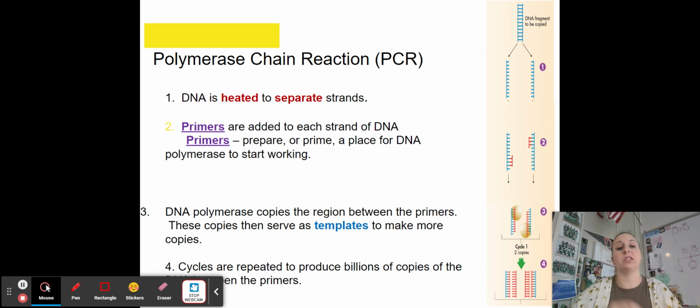So this is how, using PCR, you can make billions of copies of the same DNA over and over again very quickly, because just that little section that's needed is copied over and over and over again.